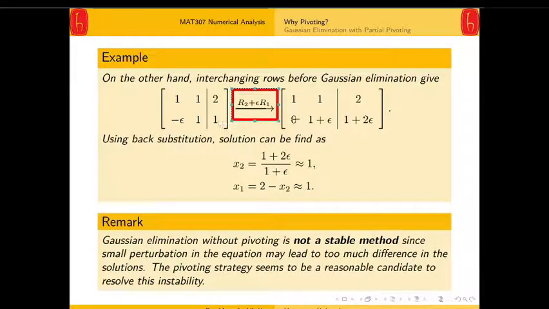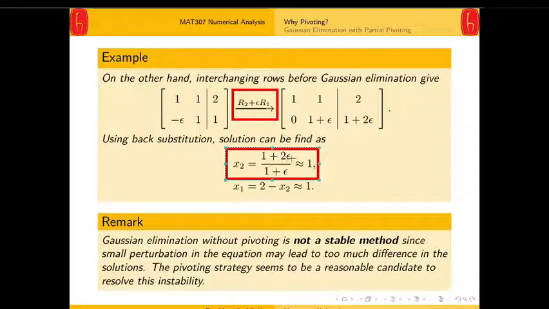Then we will obtain 0 in here. Okay, so which will make our matrix in its echelon form. Once we get there, we can use back substitution. Back substitution will give us x2 equals (1 plus 2 epsilon) divided by (1 plus epsilon).